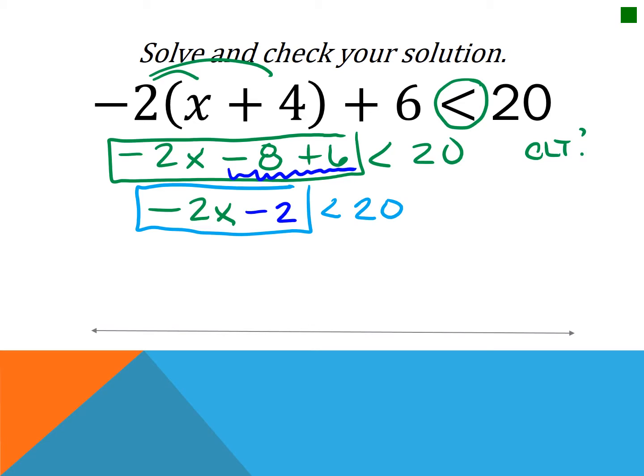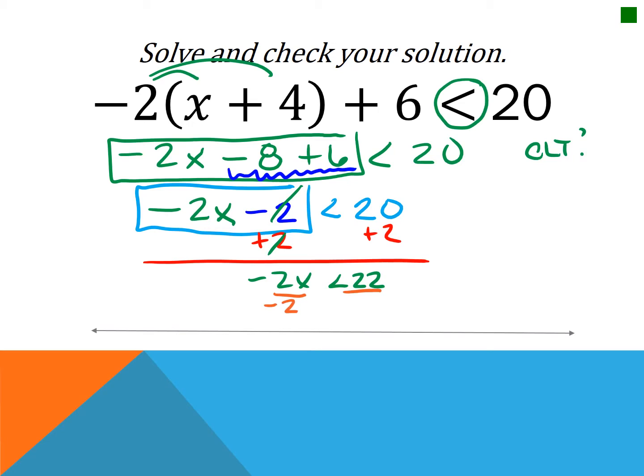Mrs. Evans, I see the minus sign. So I'm going to add 2 to both sides. Running out of room, folks. Those cancel. -2x is less than 22. Oh, no more plus signs. So once I'm out of plus signs, I'm going to divide.